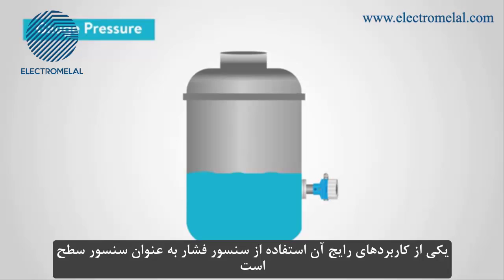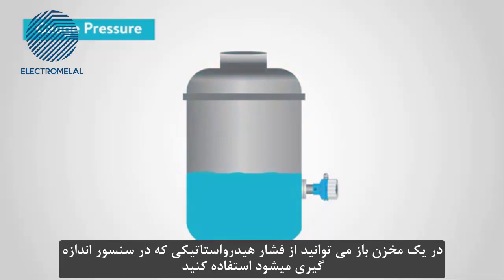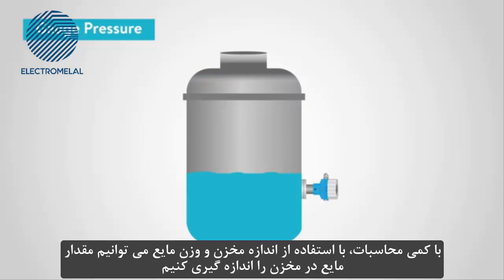A common use that isn't as obvious is the use of a pressure sensor as a level sensor. In an open tank, you can use the hydrostatic pressure that is measured at the sensor. With a little math, using the size of the tank and specific gravity of the liquid, we can determine how much of that liquid is in the tank.